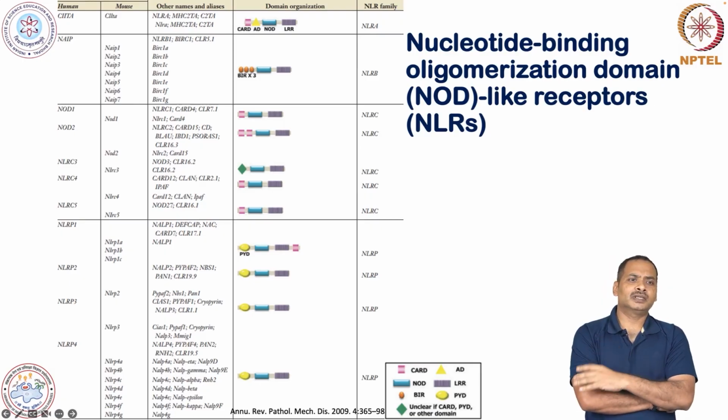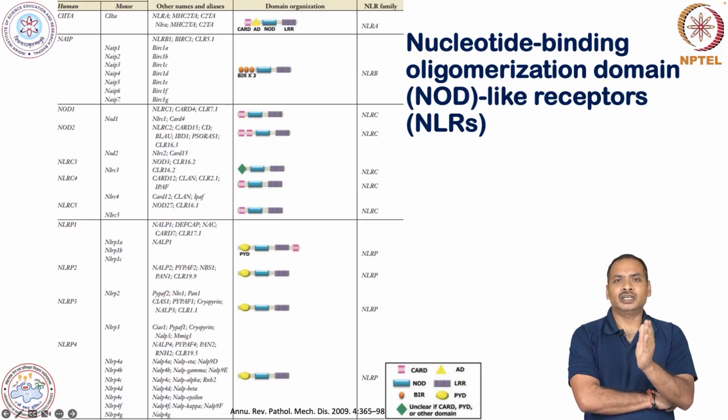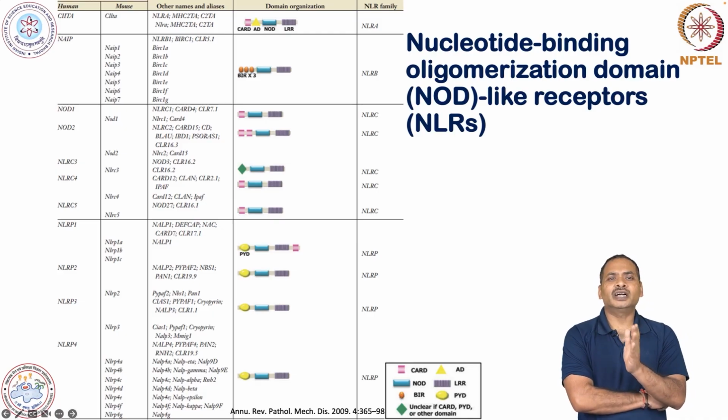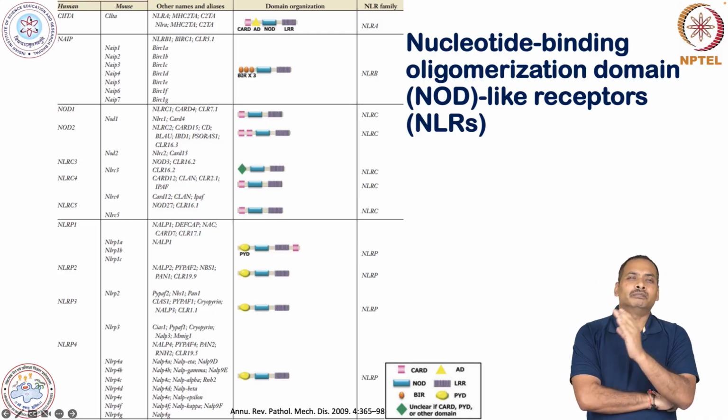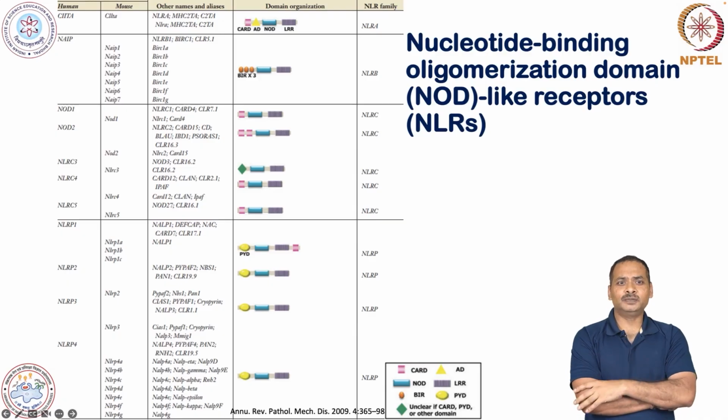Another is NAIP, and it has a BIR domain. BIR stands for baculovirus inhibitor repeat. Okay, and there is a NOD domain and a leucine rich repeat domain.